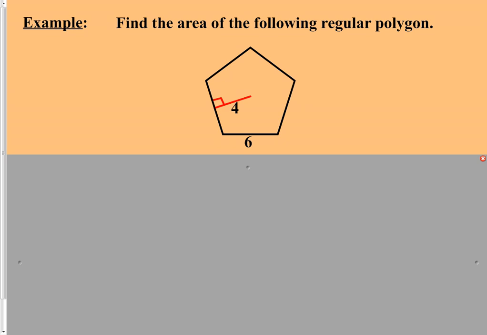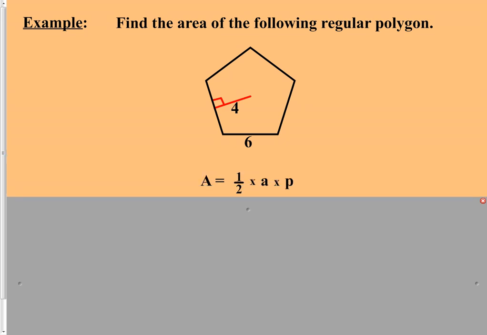Find the area of the following regular polygon. Okay, obviously we have a pentagon. It does not matter what type of regular polygon it is. It can be a square or a pentagon or a hexagon or decagon or anything like that. The fact of the matter is it's regular. If it's regular, we have a formula that goes along with it, and that formula is 1/2 times the apothem times the perimeter. Okay, so let's examine the problem and see if we have the information that's needed.